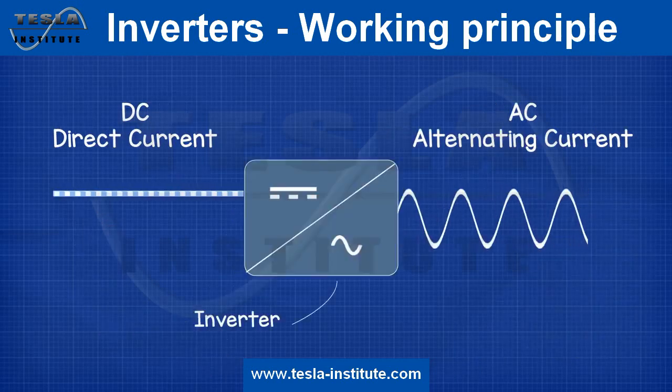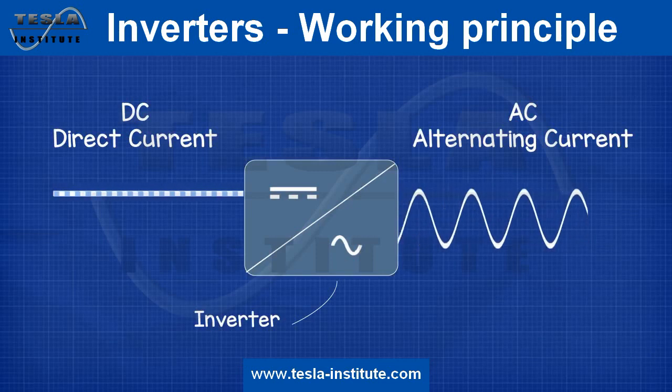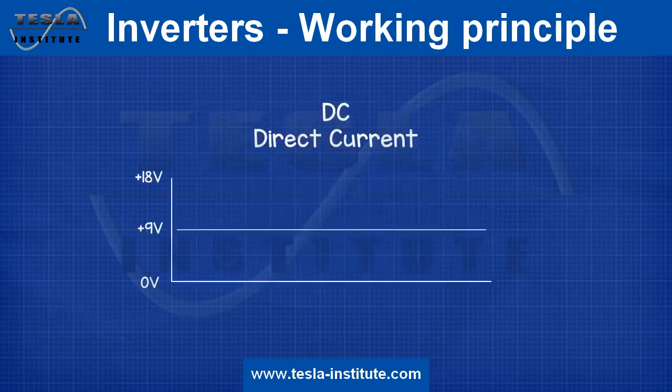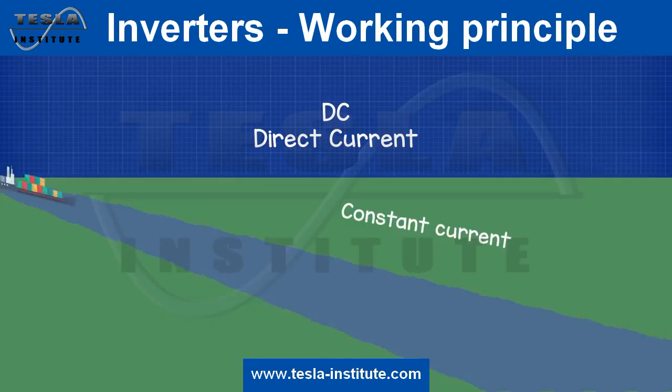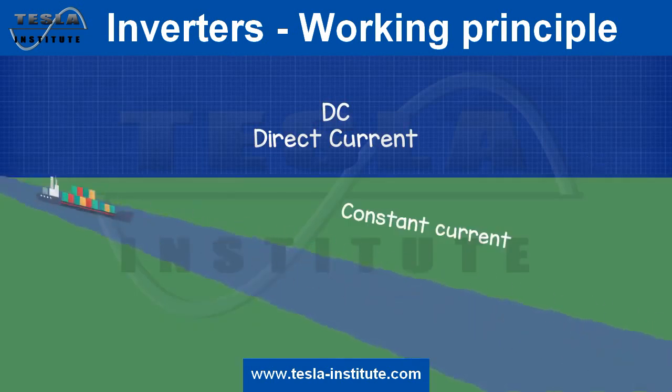An inverter is a device which is used to convert between direct current DC and alternating current AC. If you use an oscilloscope to look at the signal of these two types of power, you will see that direct current sits at its maximum voltage and continues in a straight line. That's because its current flows directly in only one direction, which is why it's called direct current. Think of it a bit like a river or a canal. It's always at its peak and it flows in just one direction.